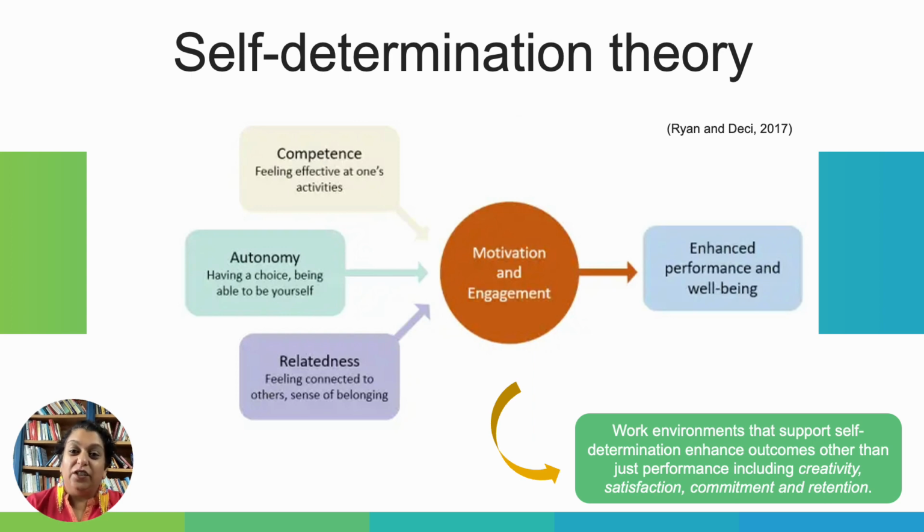If we look deeper into these theories, we see that by having certain levels of these three needs met, it allows employees to feel motivated and engaged. The more motivated and engaged our staff or employees or team are, the more that we tend to have enhanced performance and well-being. It's important then to realize that work environments that support self-determination tend to have enhanced outcomes in terms of performance and well-being, and this is more than just these two things, but allows people to feel a sense of satisfaction, commitment, and retention within organizations.